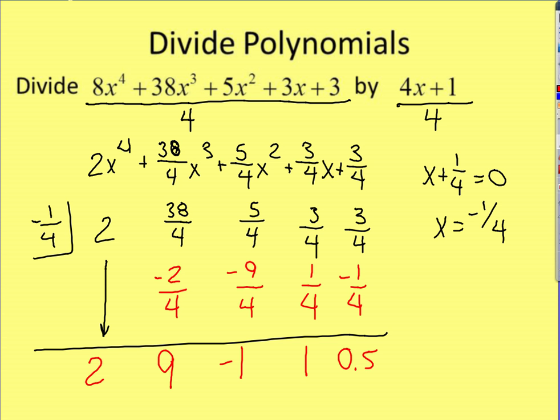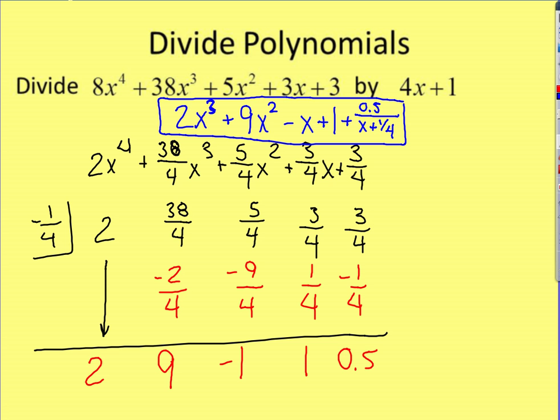Now remember, it's going to have 1 less on my largest exponent. Since this starts out as 2x to the 4th, we are going to be left with 2x to the 3rd after we divide. So we'll be left with a quotient of 2x to the 3rd plus 9x squared minus x plus 1. But we do have a remainder this time, so it's going to be plus 0.5 over what we were dividing by, which is the x plus 1/4.